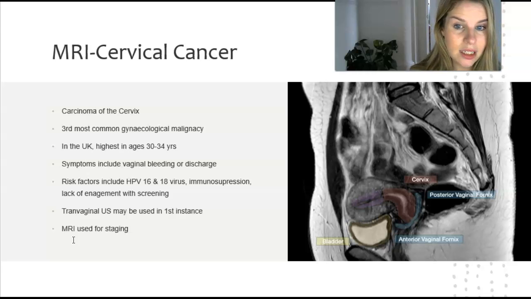In the first instance, ultrasound would be used, so transvaginal ultrasound, and then MRI would be used for staging, okay? And that's quite common with a lot of cancers that we're talking about, that MRI is not really the first modality, because maybe ultrasound or CT is quicker, but quite often once something is identified, patients will then go on to have an MRI scan for more detail.